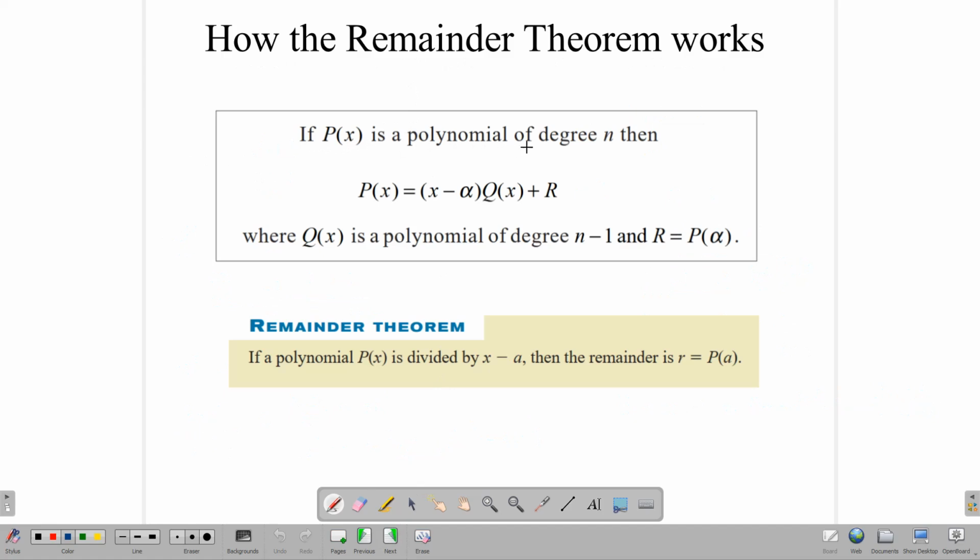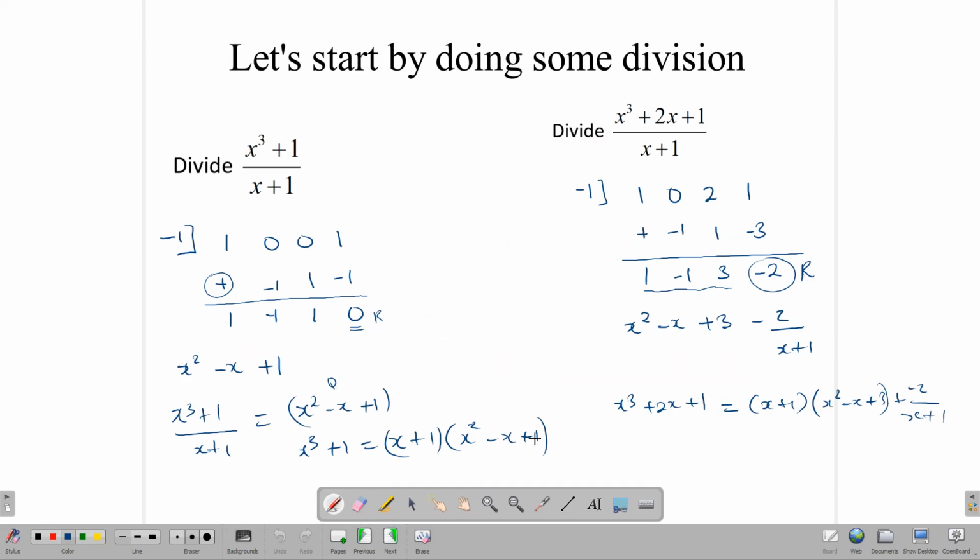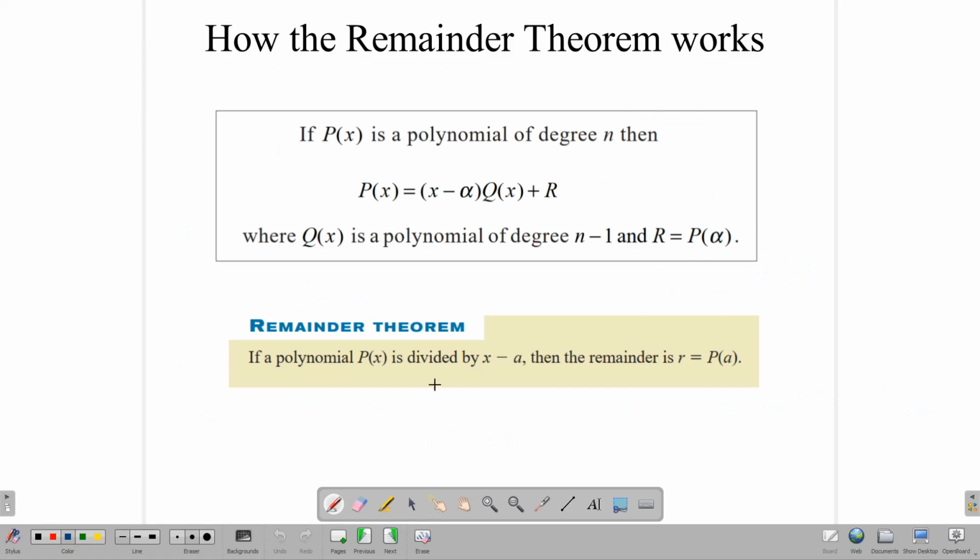So if we have p of x as a polynomial of degree n, whatever n is, usually an integer. So if p of x is a polynomial of degree n, then p of x is equal to our divisor, which is this, multiplied by our quotient plus the remainder. As you see it written out here. In this case, there was no remainder, and in this case, we have a remainder. So the divisor times the quotient plus the remainder. Here we had a 0 remainder. So p of x would be equal to the divisor times the quotient plus the remainder. And of course, the quotient has to be 1 degree less than the polynomial itself.